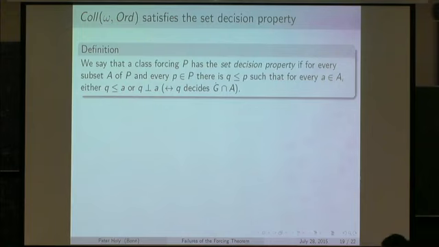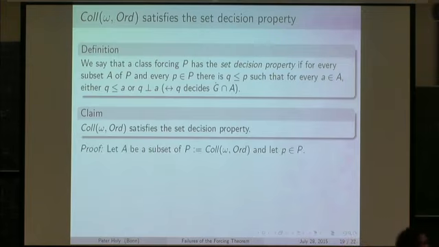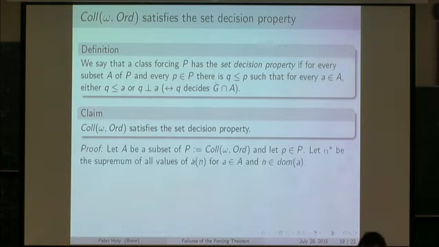This is just a reminder of what the set decision property is, and now I want to show that this collapse forcing satisfies the set decision property. The proof is: we start with some subset of this collapse forcing and some condition P in the collapse forcing, and now we want to find a strengthening Q as is needed for the set decision property. This is basically what Joel hinted at before already. We let alpha star be the supremum of all the values of A of n, where A is a condition in this set big A, and n is in the domain of A.